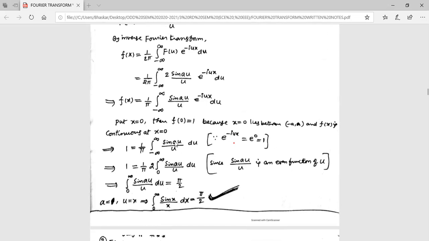Now, 1 by pi into the integral of sine au by u du, because the left hand side becomes 1. That's what I wanted to say clearly. You know that this is a definite integral from minus infinity to plus infinity, it is 2 by pi times the integral from 0 to infinity of sine au by u du.